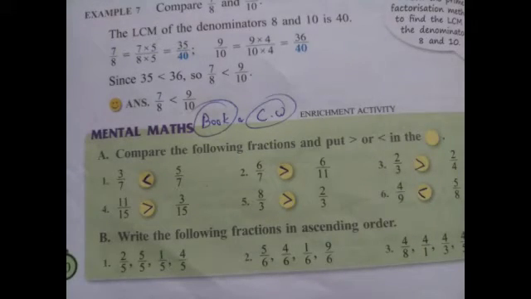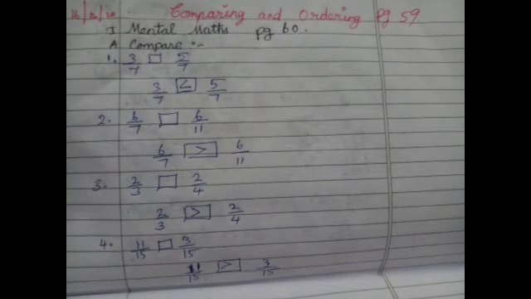Mental maths sums in page number 60. First one is compare the following. Second one is write in ascending order. We need space to compare the numbers, because the denominators are different, which means we have to take the LCM. So we'll go to the CW section now.